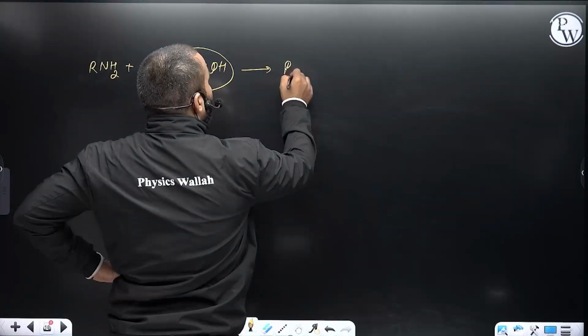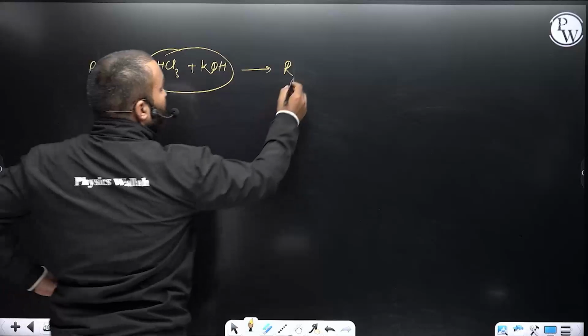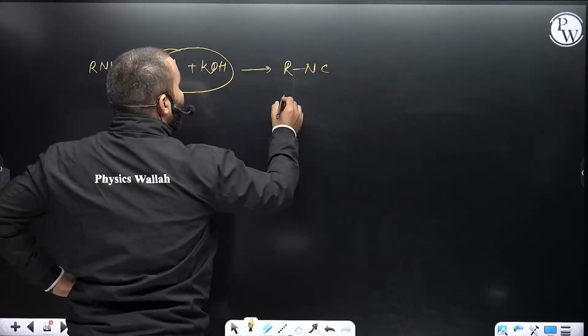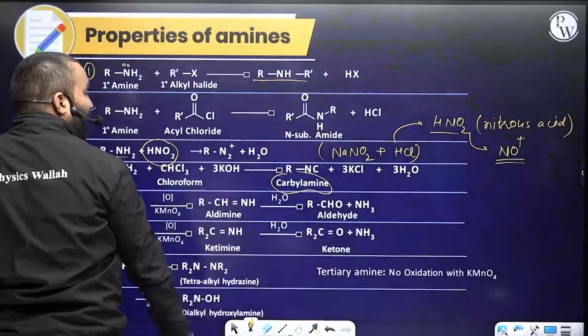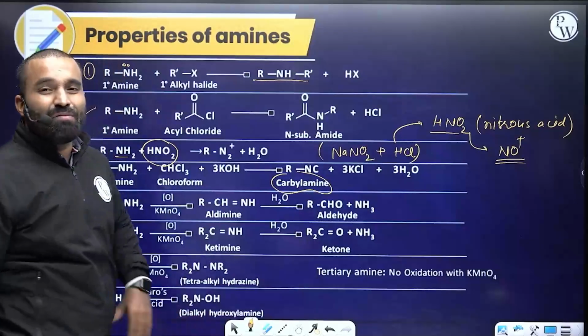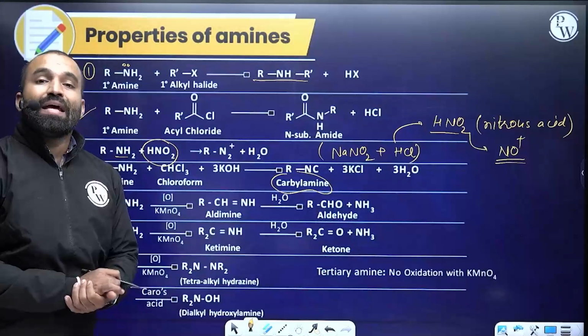So this forms R. Suppose I had RNH2. It will form R and C compound, RNC. This is known as carbylamine. RNC is forming carbylamine. This gives you a very, very bad, intolerable smell. You cannot tolerate it. This is known as the carbylamine test.